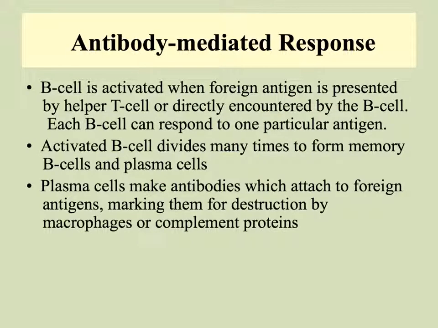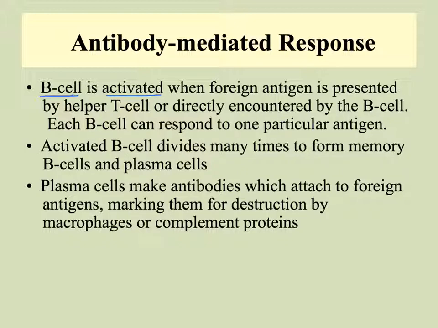The second type of specific response is the antibody-mediated response. And this is where antibodies are made and they bind to the antigens and cause things to happen. The antibody-mediated response starts with a B cell. So now we're moving on to the B cells. They need to be activated again. All these immune cells don't work unless the cell is activated.